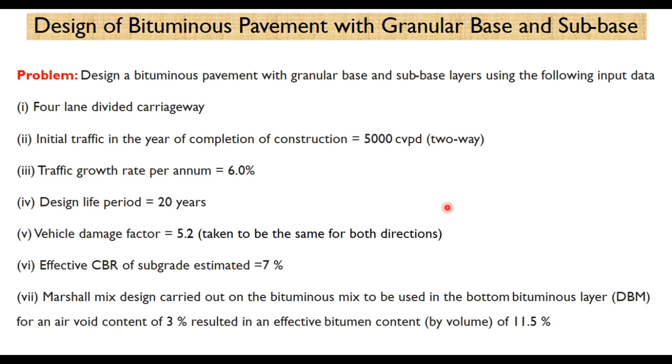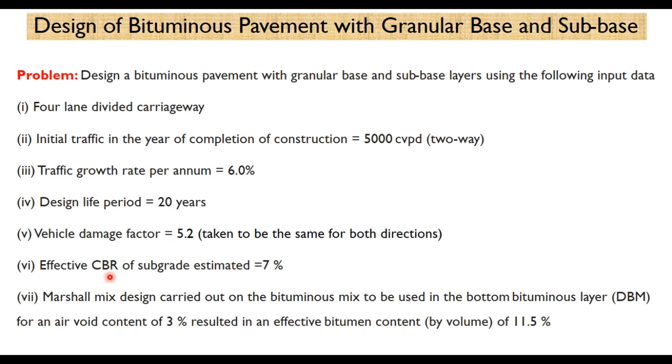Let us take one example. Design a bituminous pavement with granular base and subbase layer using the following input data. It's a conventional type of pavement. It's a 4-lane divided carriageway that will require a 4-lane distribution factor. Initial traffic in the year of completion of construction is 5000 CVPD, both directions combined. Traffic growth rate, value of r, is 0.06. Design life is 20 years. Vehicle damage factor is 5.2.